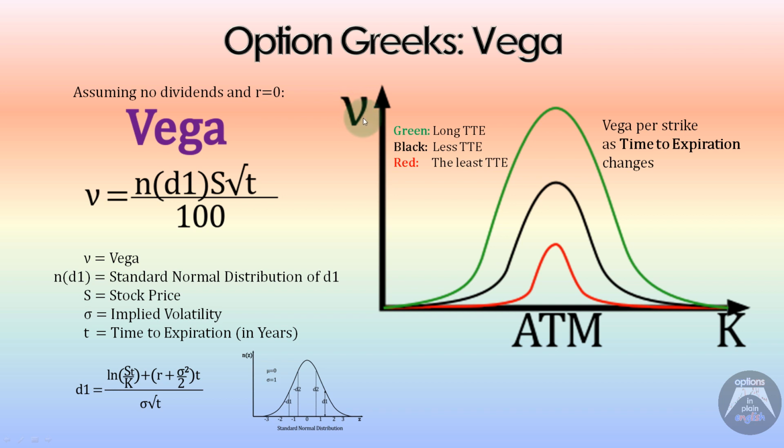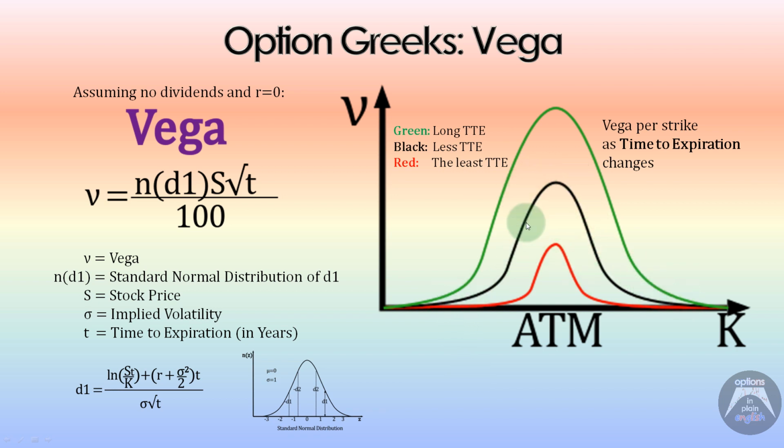So if you look at Vega here, this is the basic distribution of Vega, and as we've done in the past, the green line represents a longer time to expiration, the black one less time to expiration, and the red one the least time to expiration. Okay, so when you have a long time to expiration, you have a lot of Vega. When you have less, you have the same basic shape.